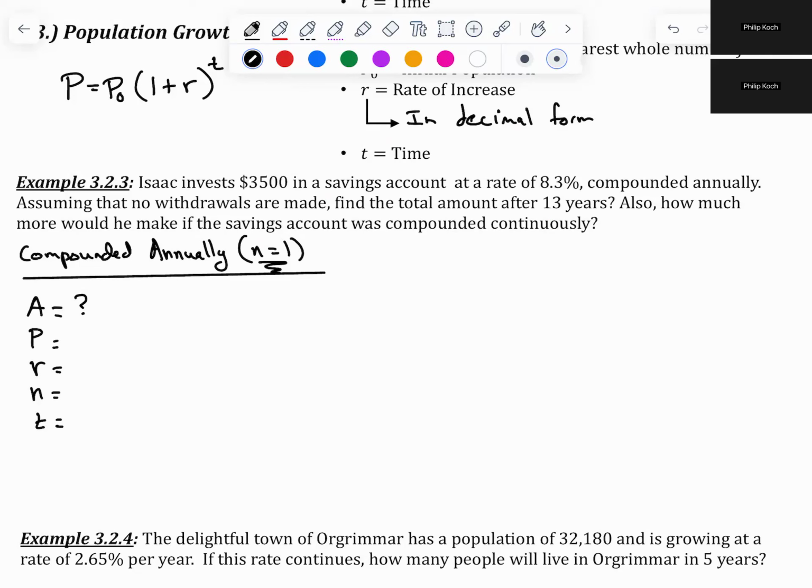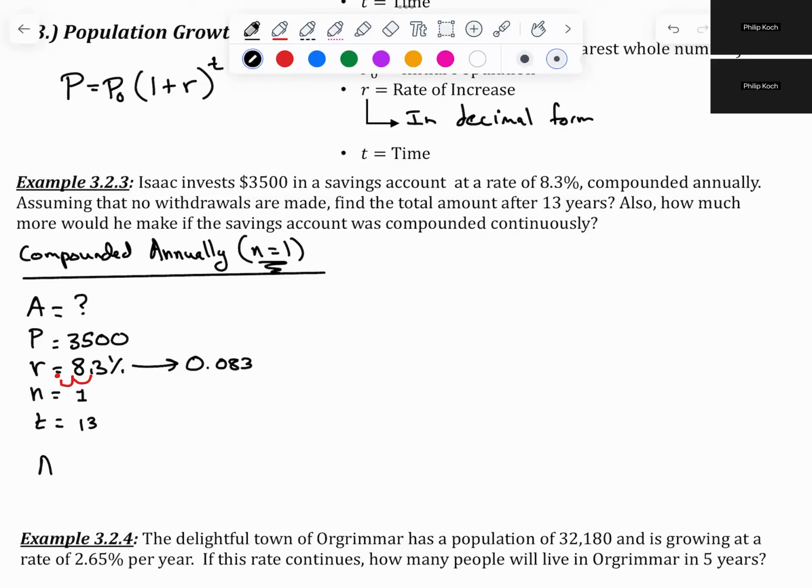P is the principal or the initial amount, so that's got to be 3,500. R is one of the best ones. It's very nice and quick to find because it's the only one that's a percentage. APR stands for annual percentage rate. So it's 8.3%, which we convert by moving the decimal place 2 units over to 0.083. N is the number of times it's compounded per year, which we found to be 1. And T is going to be 13 years.